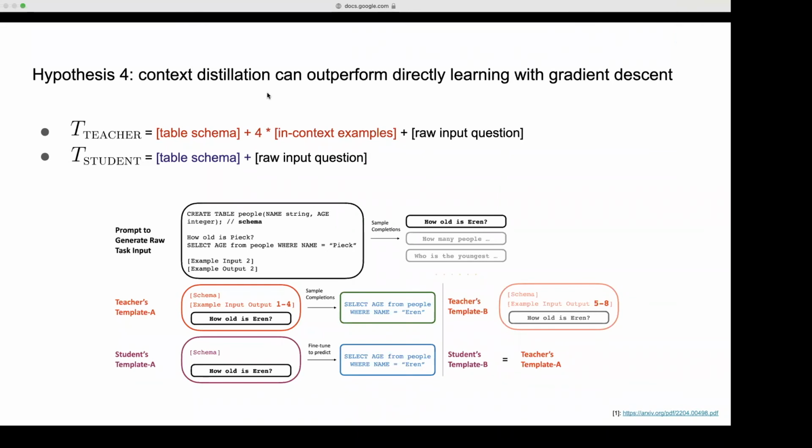Got it. Does the size of the student matter? Yeah, I have another question, which is, does the size of the student model matter for in-context distillation results?